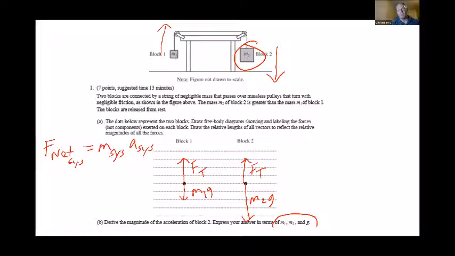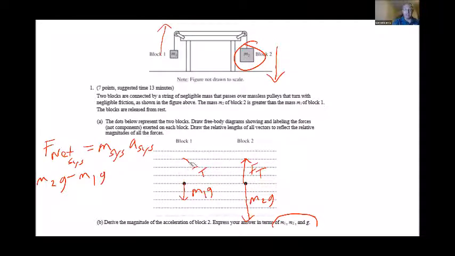Don't be bashful. The difference in what two forces is causing this system to accelerate? Gravity on each block? Yeah, the weight of each block. So for my F net, I'm going to go M2G minus M1G. Everybody with me that that's the net force, the difference in those two forces.